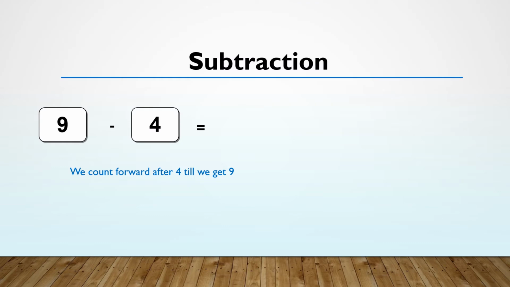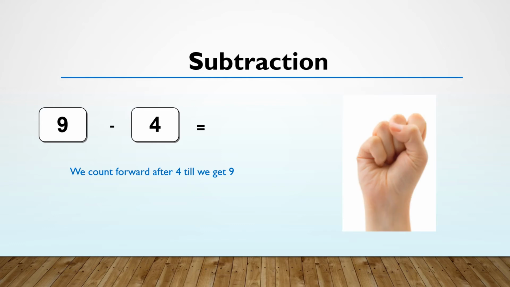Now, let's learn to subtract numbers by counting forward. Here, the question says 9 minus 4. It means we have to take away 4 from 9. To find the answer, we have to count forward after the smaller number till the bigger number. To find the answer to this question, we have to count forward after 4 till we get 9.